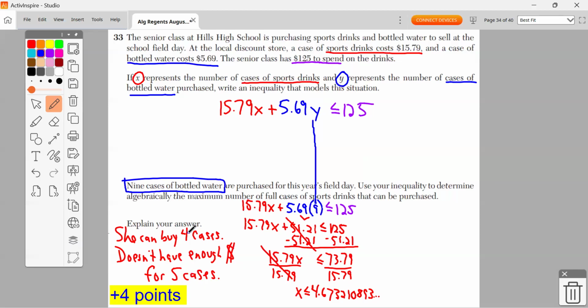So she'll have the 9 cases of water. She'll have the 4 things of sports drink, but then she'll have a little tiny bit leftover money. So she can buy 4 full cases, but she doesn't have enough for a 5th.